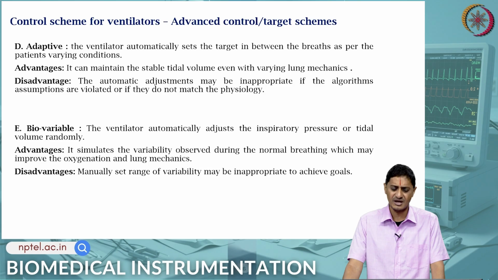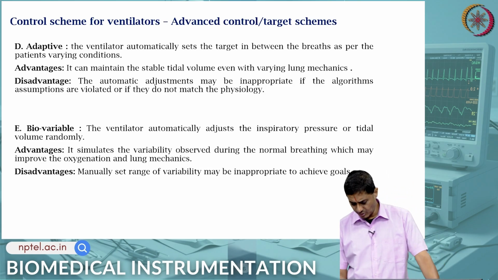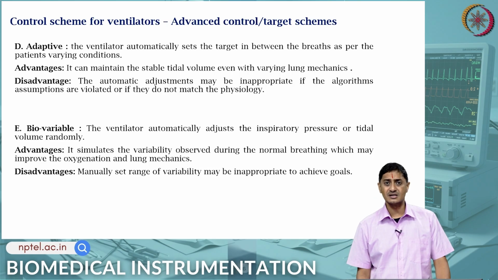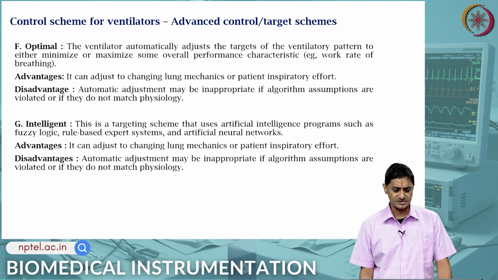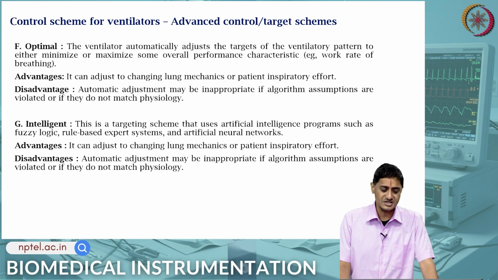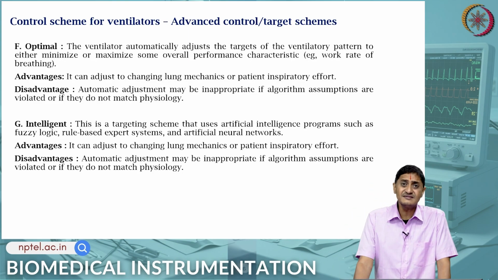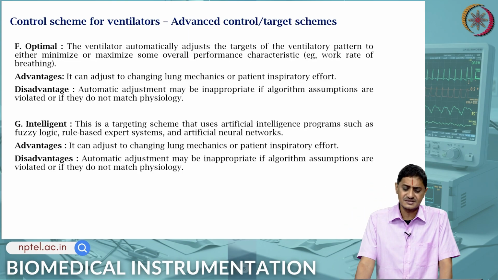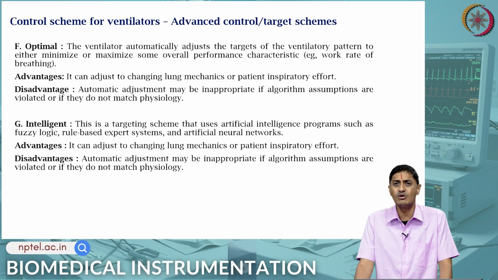So, you still need to have a way to make sure that the patient receives the appropriate amount of oxygen and at an appropriate pressure. So, there are disadvantages. Then you have an optimal control scheme. In this case, the system automatically adjusts the targets of ventilatory pattern either to minimize or maximize some overall performance characteristic. For example, work done by breathing. This you need to minimize.